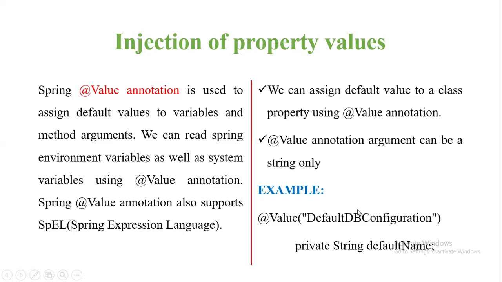Here one example is given. Here we have declared a variable called defaultName, which is of type String. This defaultName is also annotated with the @Value annotation. The value is "default DB configuration", which is in the form of a string. So now the defaultName variable can hold the default value called default DB configuration.